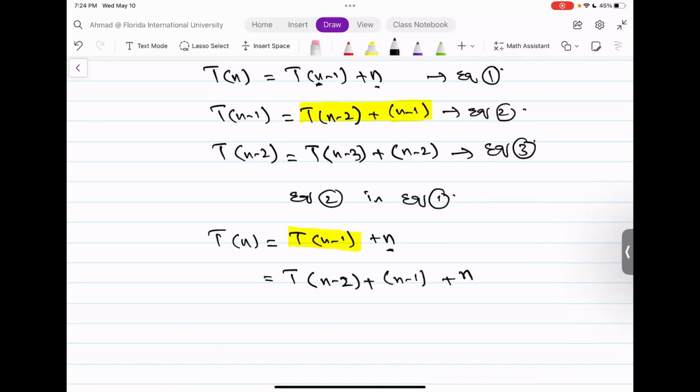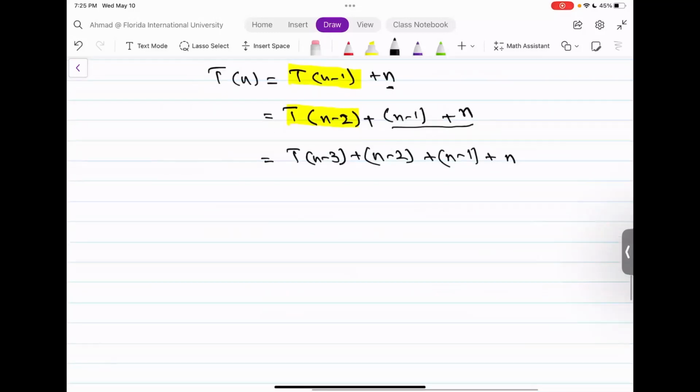Now, I already know the value of T of n minus 2, which is this whole equation. So I'm going to substitute this one now. This is going to be equal to T of n minus 3 plus n minus 2, and this whole thing remaining, which is n minus 1 plus n. That's what I have got.